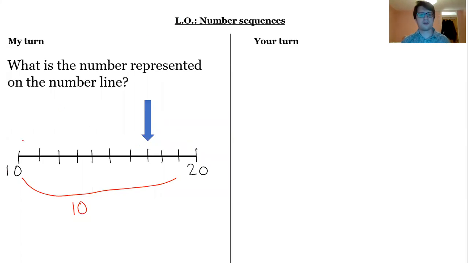Then how many parts are there on this number line? Well, there's 1, 2, 3, 4, 5, 6, 7, 8, 9, 10 parts. So if I divide by 10, I'm splitting up this number line into 10 equal parts. And I know that the whole is 10. The difference between this number line is worth 10. Split it up into 10 equal parts. 10 divided by 10 is 1. So each part on this number line is worth 1. And that takes me up to the fact that this arrow is pointing at the number 17.